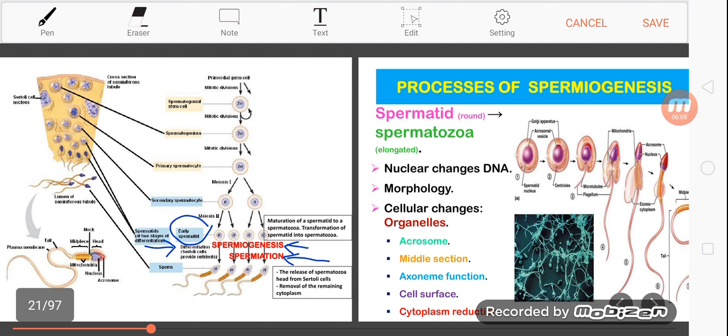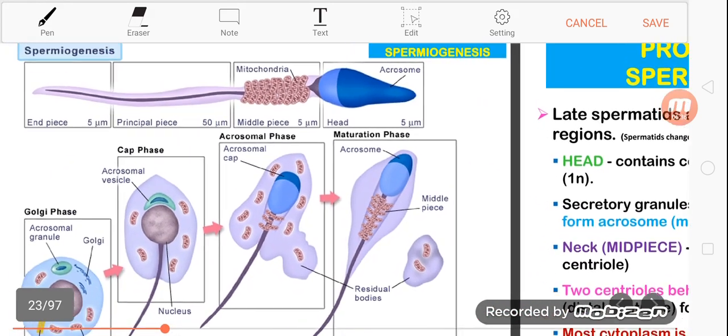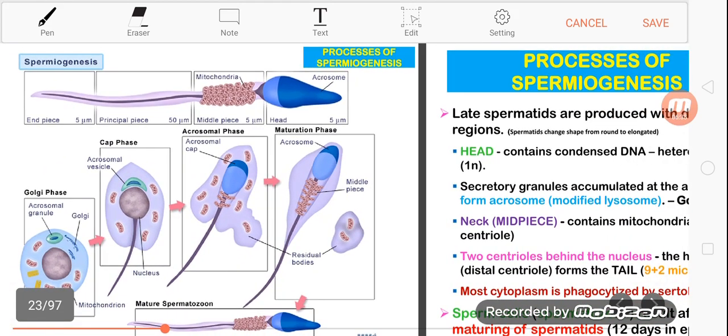What else? Cellular changes. Inside the cell, what happens? The organelles rearrange to produce the acrosome, the middle section, or the neck. And then eventually the axoneme functions, which relates to the tail, and there is cell surface and cytoplasm reduction. This slide here summarizes the whole process of spermiogenesis.